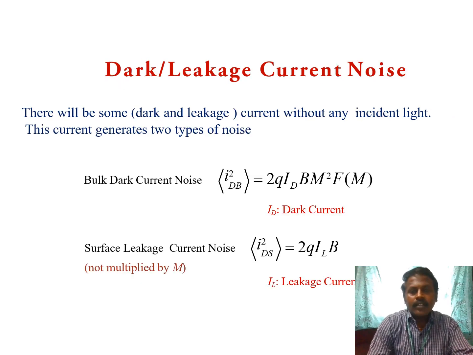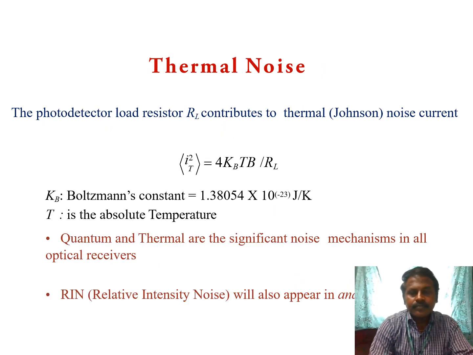Then we have dark or leakage current. Without any incident light, a small current will still flow. This is called the dark current, or we can say leakage current or surface leakage current.